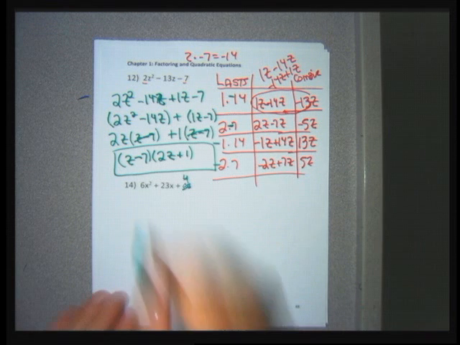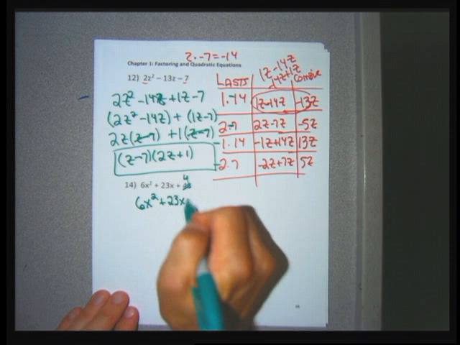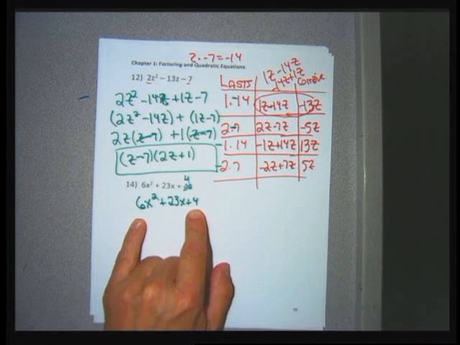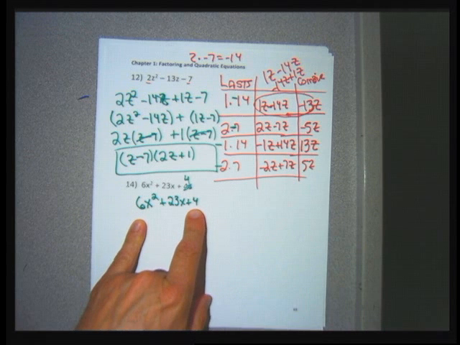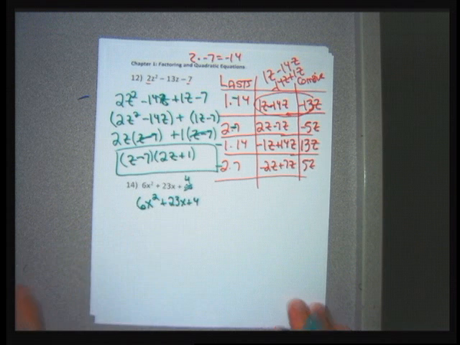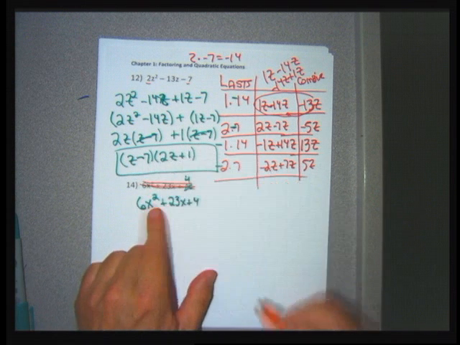To 6x squared plus 23x plus 4. Because in the first step, I'm multiplying these numbers. 6 times 4 multiplies into kind of a harmless 24, but 6 times 43 would get out of control. I couldn't have meant that to happen. So I'm not going to factor this problem. I'm going to factor this problem.